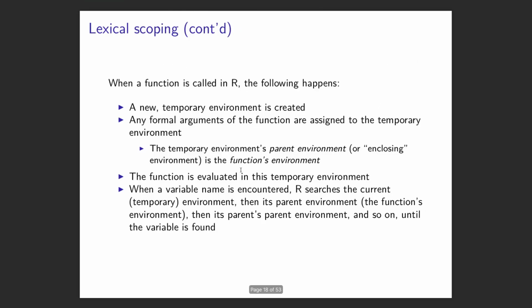So what exactly happened here? We're going to take a moment and think about exactly what happens when you call a function in R. Whenever you call a function in R, the following happens in this order. A new temporary environment is created. So you have a new environment. Any formal arguments from the function are assigned into the temporary environment.